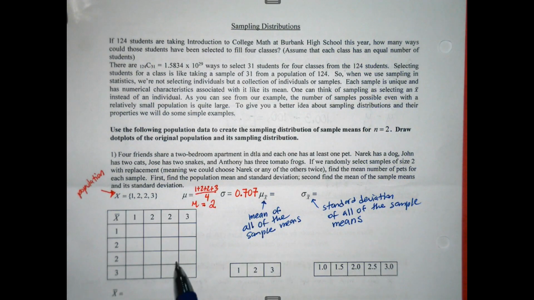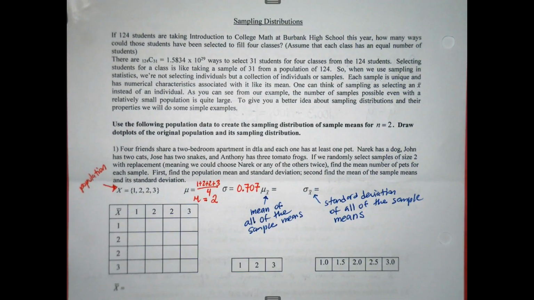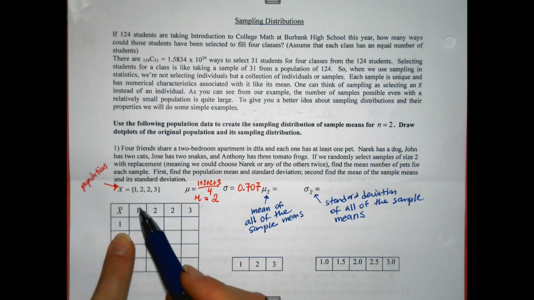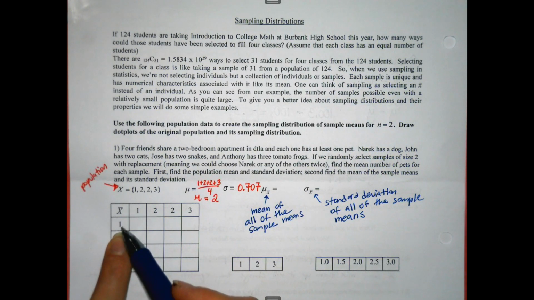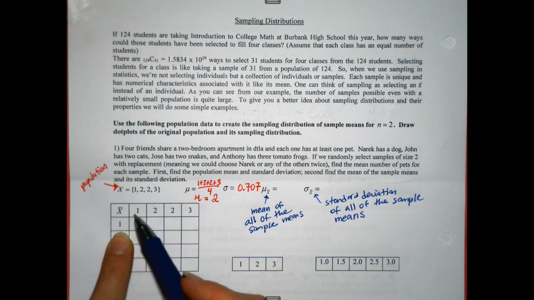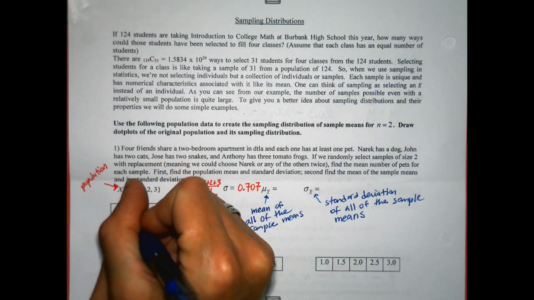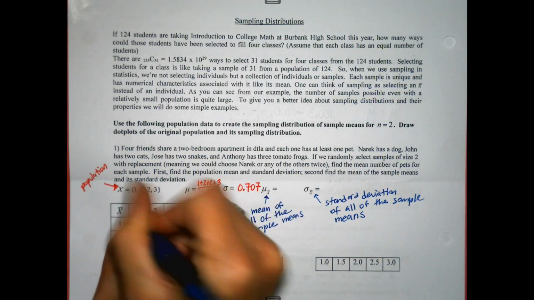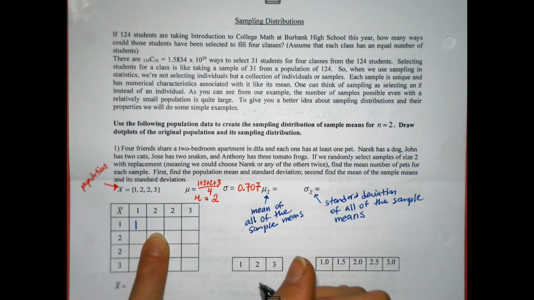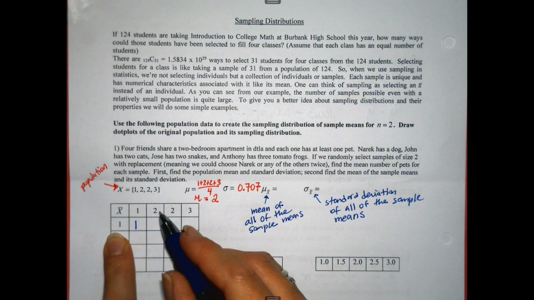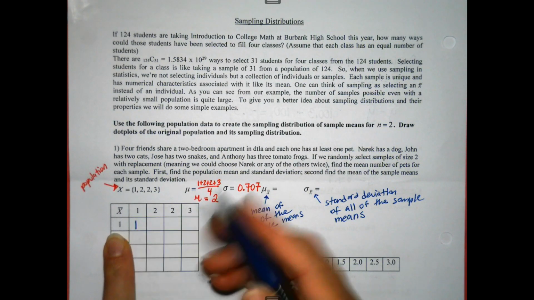So in our little table over here, what we are going to do is find the mean for each sample. So this first sample is we have Narek who has a dog and Narek who has a dog. So we want to find what the mean of that sample is. The sample is 1 and 1. So 1 plus 1 is 2, divided by 2 gives us a mean of 1. Then I'm going to find the mean of a sample of 1 and 2 pets. So 2 plus 1 is 3, and 3 divided by 2 is 1.5.